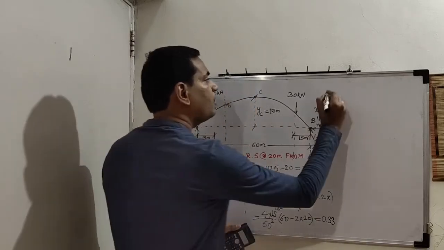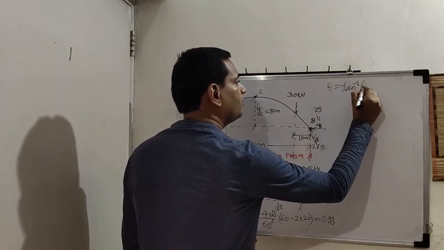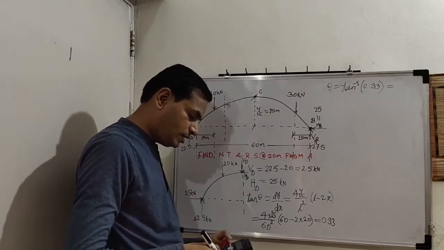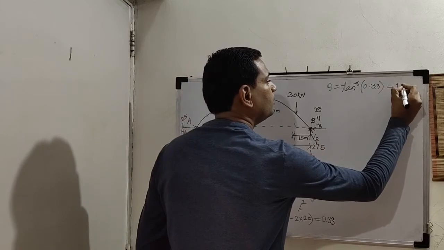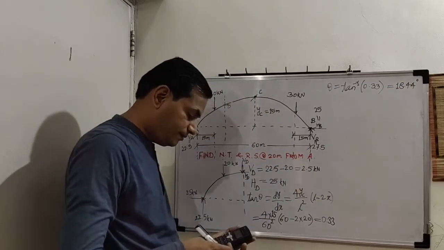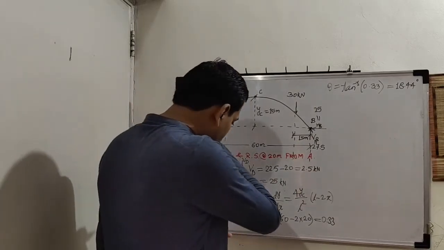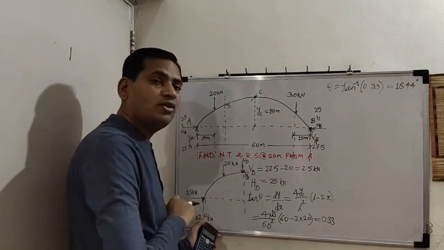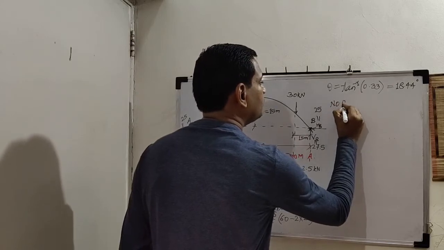So how much is theta? Tan inverse of 0.33. See how much is the angle? It is 18.44 degree, or 43 degree, whatever. So these three values we need for normal thrust. So let us calculate normal thrust.